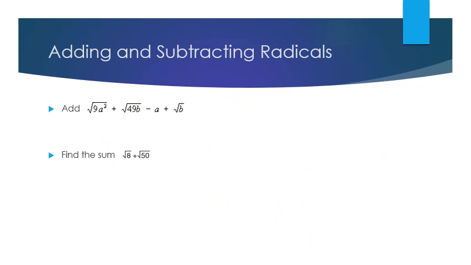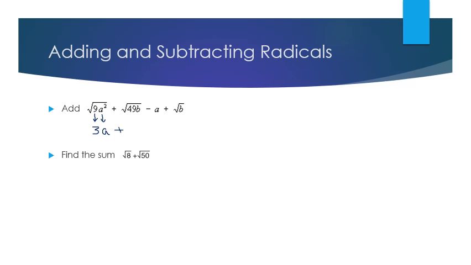When you're adding and subtracting radicals, you're always trying to get them to match. If you can get radicals to match, then you can treat them just like variables and add the coefficients. So first of all, we're going to be doing some simplifying, then we're going to be adding and subtracting. From this one, I know that I can break this up into 9 times a squared. The square root of 9 is 3, and the square root of a squared is a. So I don't need that radical sign anymore.